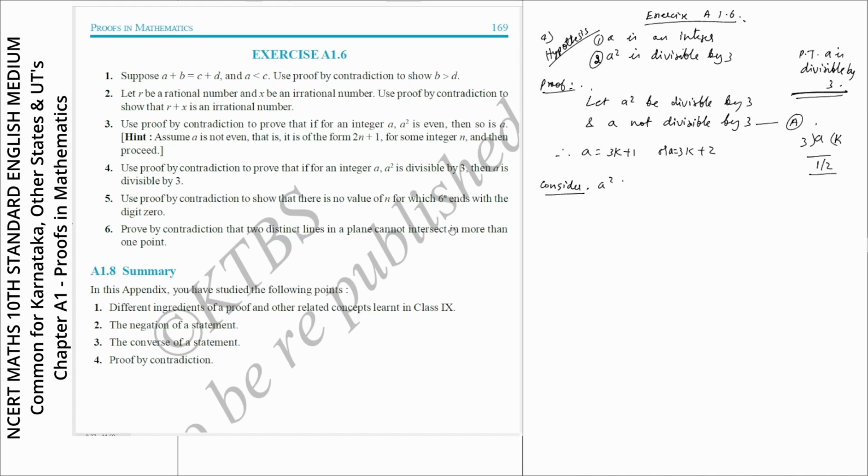Now consider a square by 3. Out of these two, any one I'll take. I'll take the first one only. So a square by 3 is 3k plus 1 the whole square by 3. Now expand using the formula: a plus b the whole square is a square plus b square plus 2ab. So expand the numerator: 3k the whole square plus 1 square plus 2 into 3k into 1, by 3. So this is equal to 9k square plus 1 plus 6k by 3, which is 9k square plus 6k plus 1 by 3. I am just rearranging it.